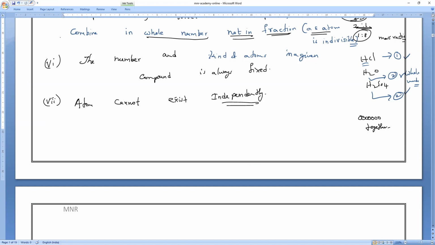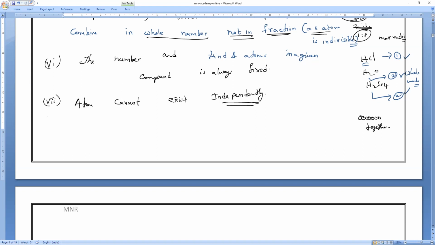Anybody having any doubt, you can ask me. As the first point he said, matter is made up of atoms. If you take solids, also atoms. Liquids, also atoms. Gases, also atoms. So what is the smallest particle of every matter, everybody? Atom only. And these atoms cannot be divided further. They are always indivisible. That is the main postulate of Dalton's atomic theory.